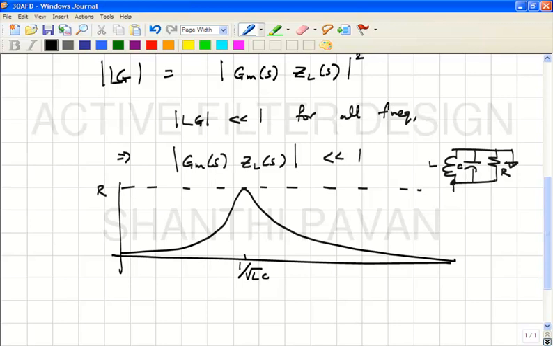All right. And how does Gm of S look like? What is the general shape you think? At DC?